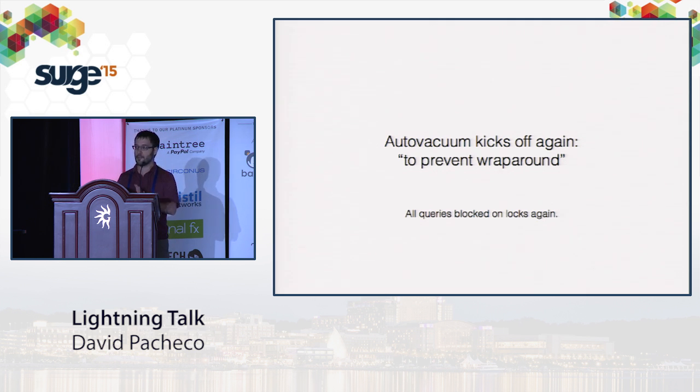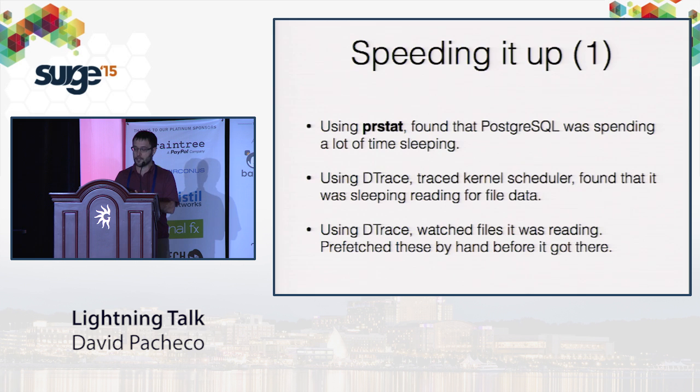So that's what we understood at this point, so we said, okay, we actually do have to let this thing finish and do its job. But is there anything we can do to speed it up? So we started looking at it with the tools that we have, and we see that the Postgres process, which is doing all the work, is actually spending most of its time sleeping. And that's kind of weird. And at first we're tracing the kernel scheduler. This is one of those cases where people are like, I'm building an application.